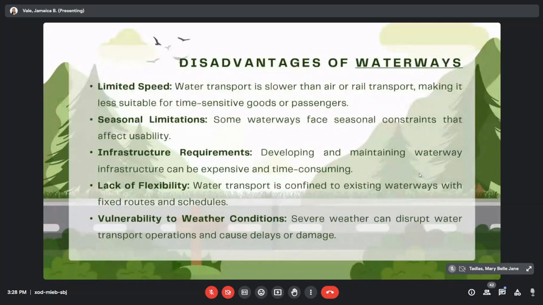And second last is lack of flexibility. Water transport is confined to existing waterways with fixed routes and schedules. And lastly, we have vulnerability to weather conditions. Severe weather conditions can disrupt water transportation and transport operations and cause delays or damage.